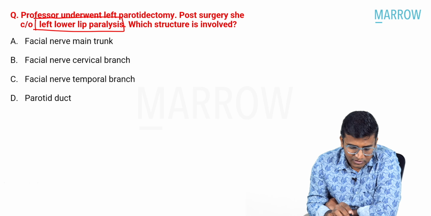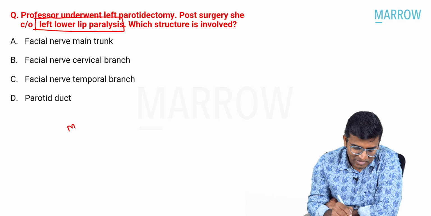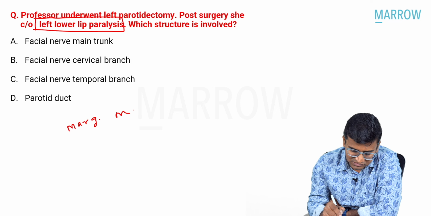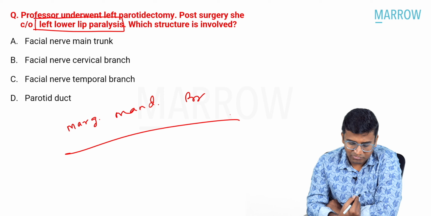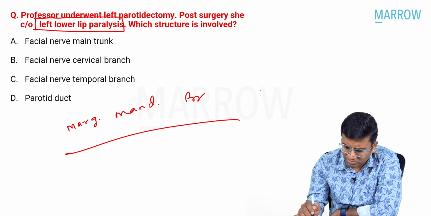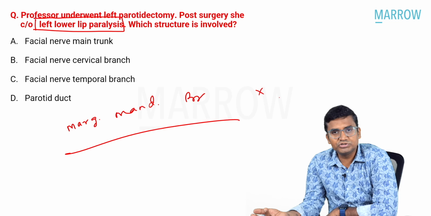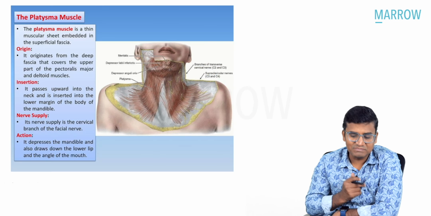See the question. So the patient is having lower lip palsy. So what is the answer? Facial nerve, marginal mandibular branch. But the marginal mandibular branch is not given in the options. Facial nerve main trunk, facial nerve cervical branch, temporal branch. So marginal mandibular branch is not given. Then what to choose? What about the cervical branch? The cervical branch supplies the platysma muscle.